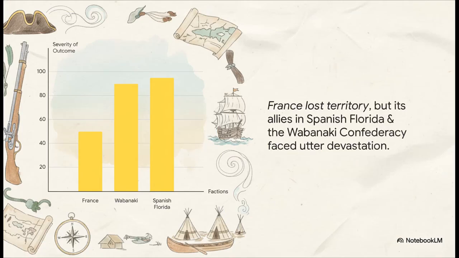So who lost? Well, France, obviously. They lost a ton of land and strategic power. But you know who the biggest losers were? France's allies. Spanish Florida was left as a hollowed-out shell. And the Wabanaki Confederacy, who had been fighting alongside the French for decades, were just completely abandoned at the peace table. Their population had been devastated by the war, and now they woke up to find they were subjects of the very empire they had been fighting against.